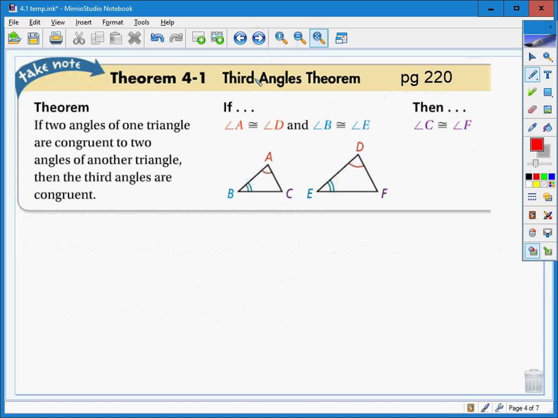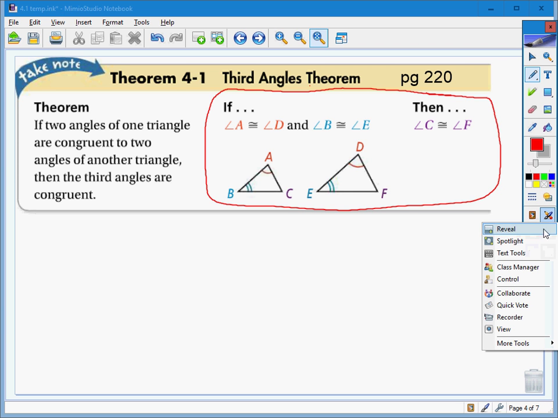Okay, this is another time where I would say don't write out the words, but write out this part. Skip writing the words. You can write third angle theorem above it. This is out of page 220 out of your book. But draw the two little pictures this time. Angle A is congruent to angle D. Angle B is congruent to angle E. If this is true, then this is also true. And we're going to talk about why it's true in just a second.